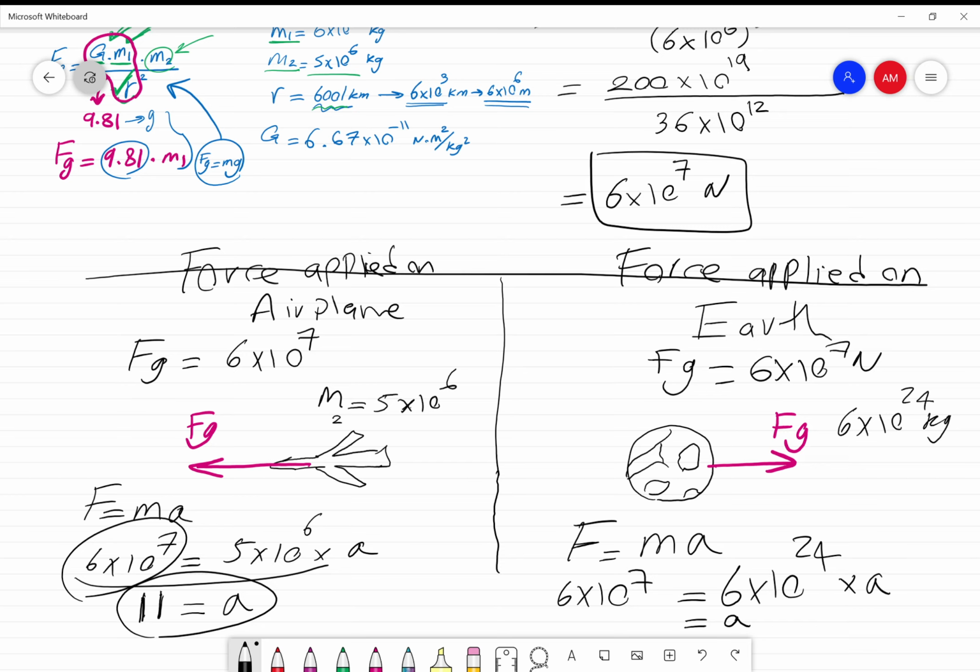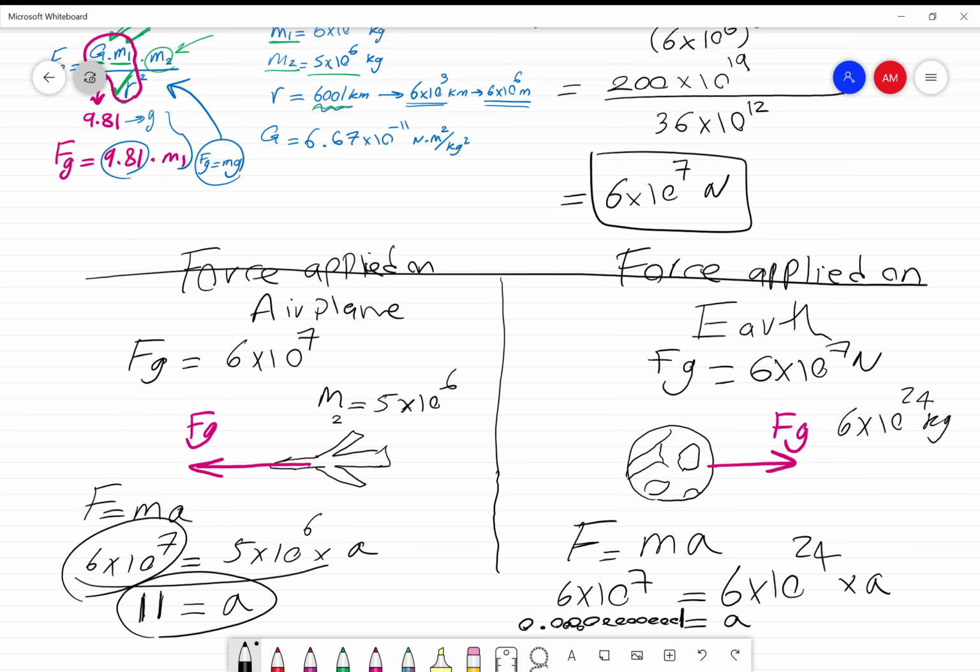10 to the power 7 divided by 10 to the power 24 is equal to 10 to the power of negative 17. So we're going to have something like this. It's going to be 0.0, then 17 zeros and 1. I missed a couple of zeros. So 17 zeros and 1. That's the acceleration of Earth moving towards the airplane. Very low compared to the acceleration of airplane moving towards the Earth.